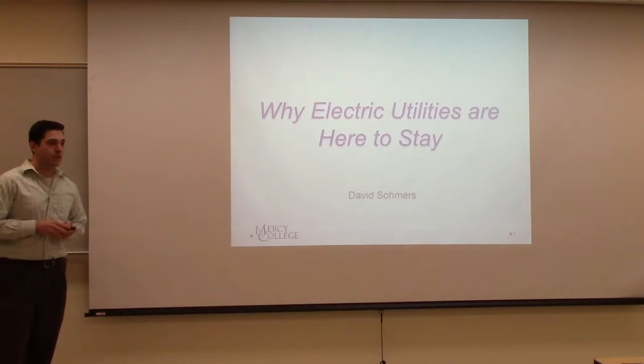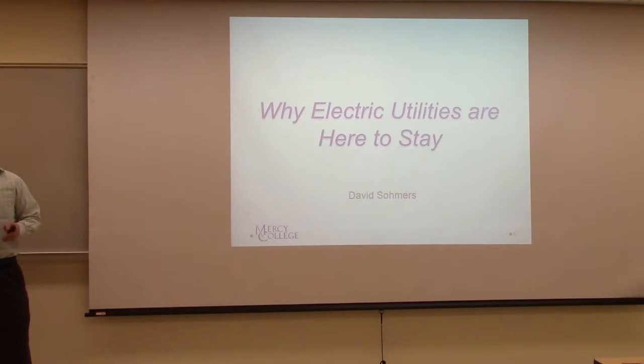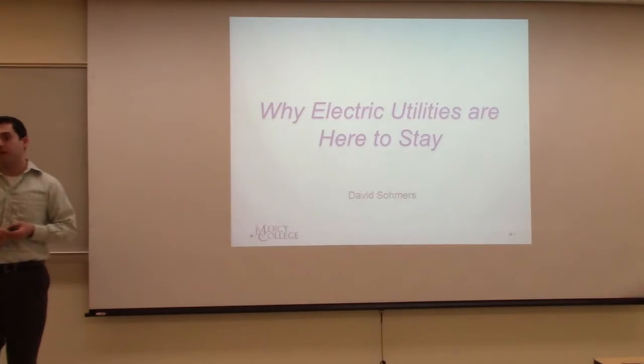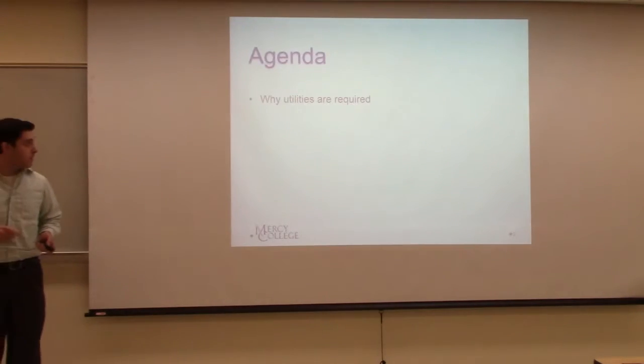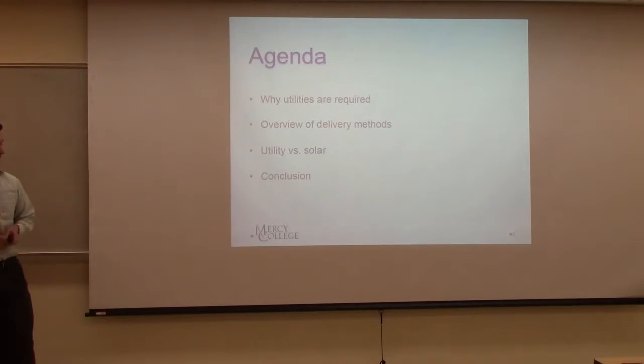Today I'm going to give a presentation on why electric utility companies are here to stay, and solar is not the be-all end-all of electric utility. There are 3 reasons that I'll go over. Electric utilities are more reliable, they're safer, and they're actually more cost-effective than going on to solar. Agenda, we'll talk about why utilities are required. I'm going to give you an overview of how the electric utility company operates and how solar works. We'll give specifics as to why utility is more beneficial than going on to solar, and I'll conclude.